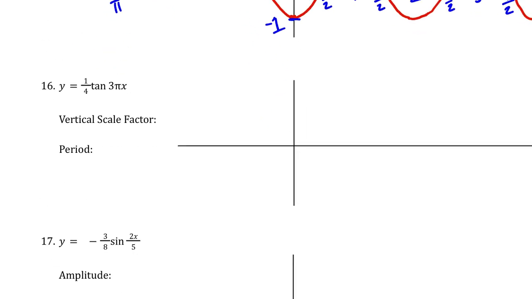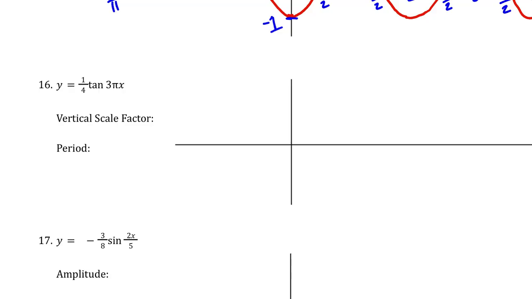Okay, the next one is a tangent. Be really careful with this one. Our vertical scale factor is 1/4, which means it's going to be really short. The period is pi over b, and b is 3 pi in this problem. So that means that our period is 1/3.